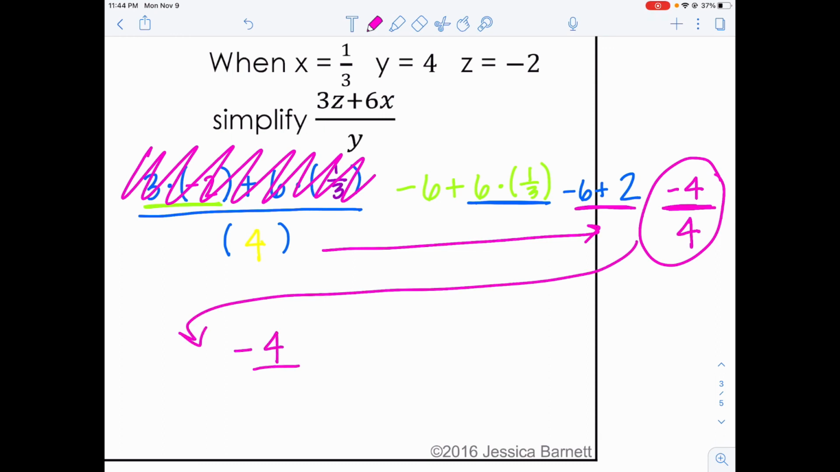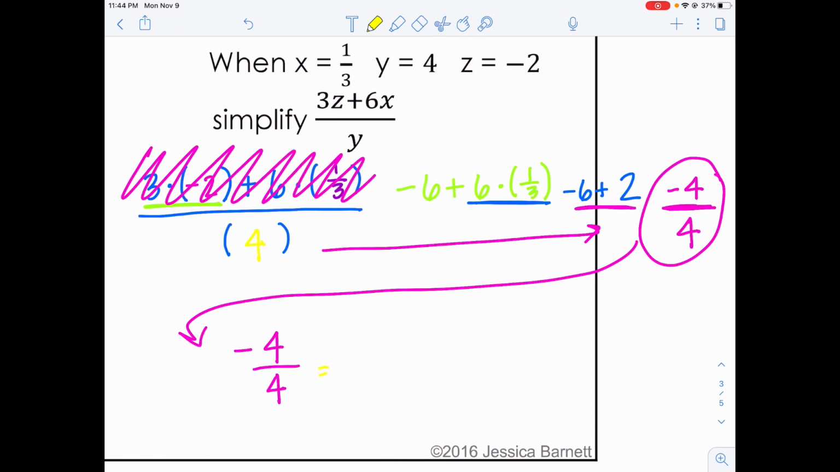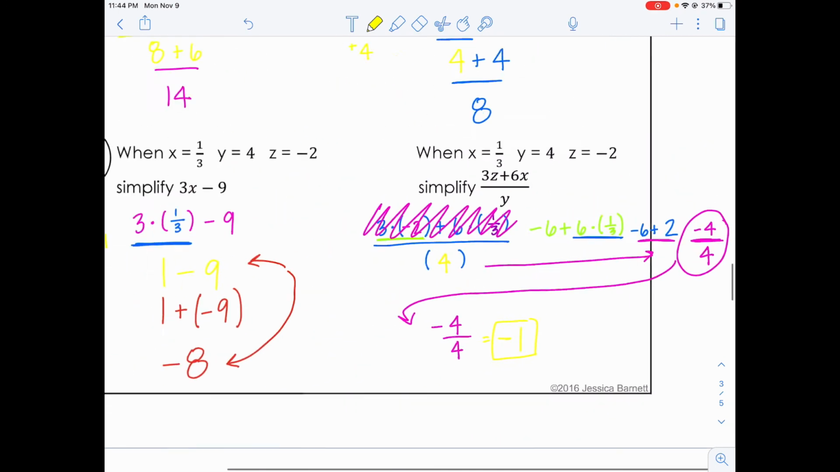-4 divided by a positive 4. A negative divided by a positive means my answer will be negative. And 4 divided by 4 is 1. So this is a -1. All right, turn it to the back of this page.